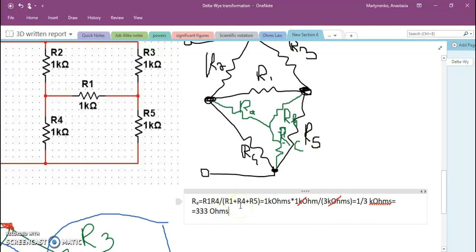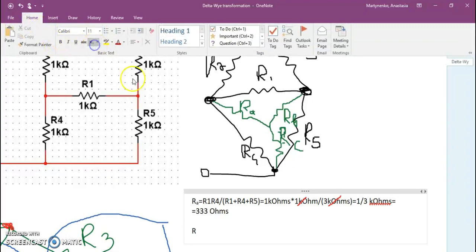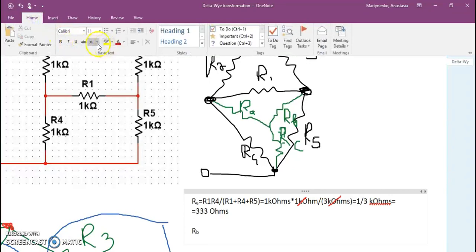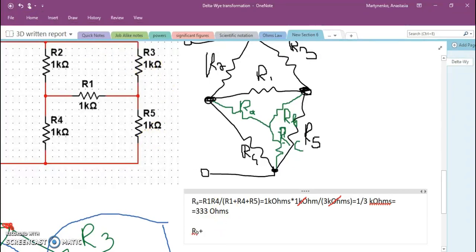Well, what about RB and RC? Well, they're actually going to be exactly the same value because all of my R's are the same, right? But for the sake of the argument, I'm going to write down the formula. So here's my RB. And my RB is right in between R1 and R5. So it's R1 and R5 who's going to go on top.